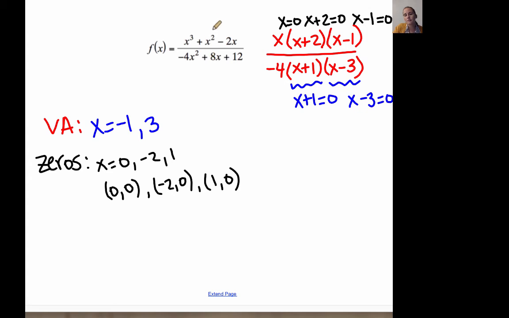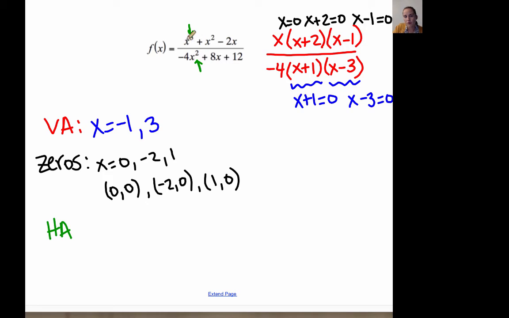And then the last, well, not the last thing, but you also want to be able to find the horizontal asymptote. The horizontal asymptote, we look at the degree. This is a degree of 3. This one's a degree of 2. So the polynomial is in standard form. This is the highest degree, so it is therefore the degree of the polynomial.